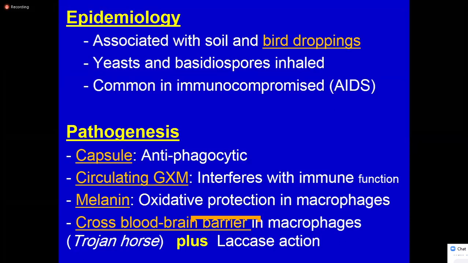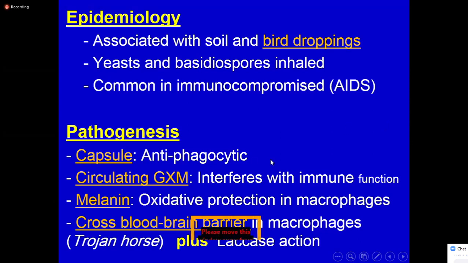Epidemiology: this condition with the Cryptococcus neoformans infection is associated with soil and bird droppings. In areas with many birds and bird droppings, it may result in spread of Cryptococcus neoformans. As we said, this is yeast and basidiospores. These buddings, which are called basidiospores, can be inhaled by the patient. And as we said, it is common in immunocompromised patients like in AIDS.